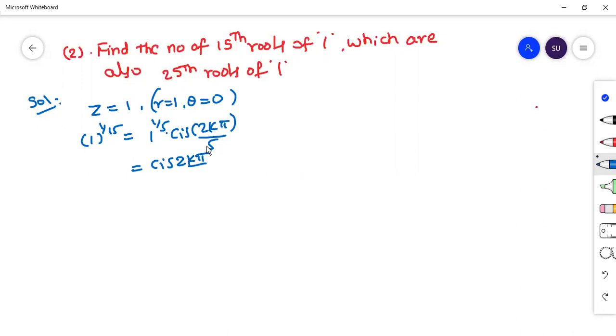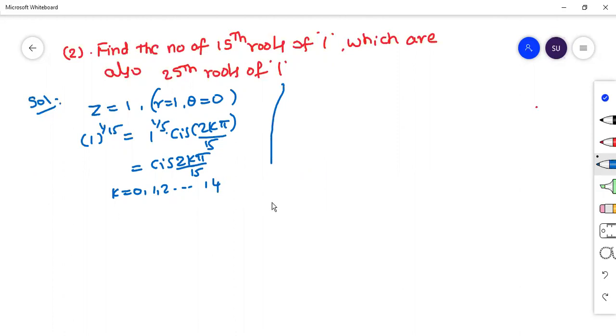2k pi by, sorry, not 5, 15. Where k is equal to 0, 1, 2, and so on, up to n minus 1, so that is 14.